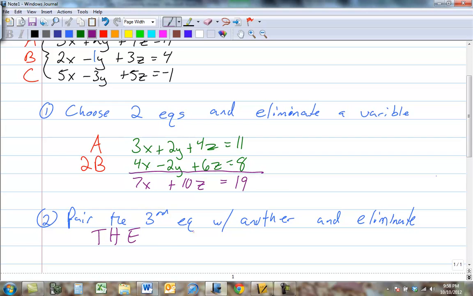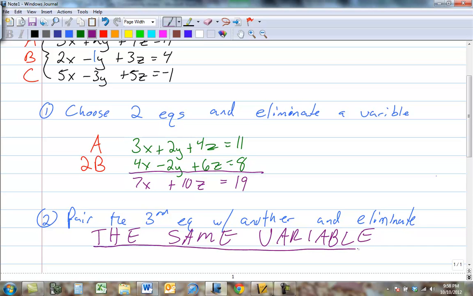The same variable. That is extremely important. The same variable. It's crazy important. That's why it's capitalized as though I were shouting it. In fact, I did shout it. Put some exclamation points after it and cube them. It has to eliminate the same variable.